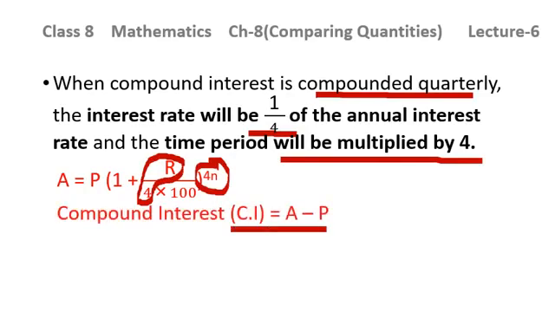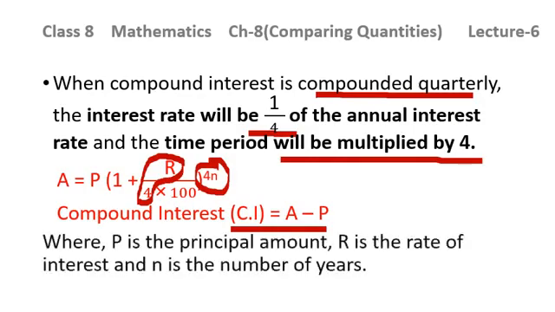My dear children, in your NCERT book, only the questions related to compounded annually and compounded semi-annually or half-yearly are given to you. But I told you the concept of compounded quarterly also, because you should be aware about when the interest is being compounded quarterly. So in this formula, amount is given by P into 1 plus R over 4 into 100, that is R over 400, raised to the power 4n, and compound interest is given by amount minus principal, where P is the principal amount, R is the rate of interest and N is the number of years given to you in the question.